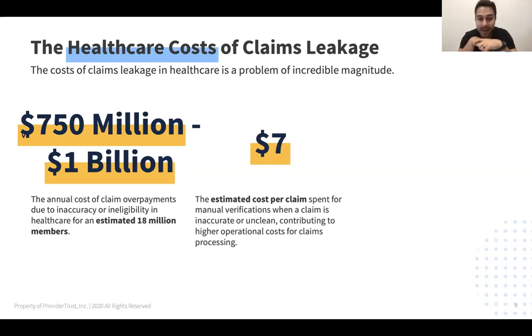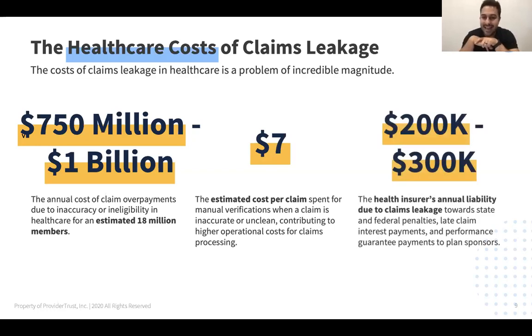$7 is the estimated cost per claim spent for manual verifications when a claim is inaccurate or unclean, contributing to the higher operational costs for claims processing. And lastly, $200,000 to $300,000 is the health insurer's annual liability due to claims leakage towards state and federal penalties, specifically things like late claim interest payments and performance guarantee payments to plan sponsors.